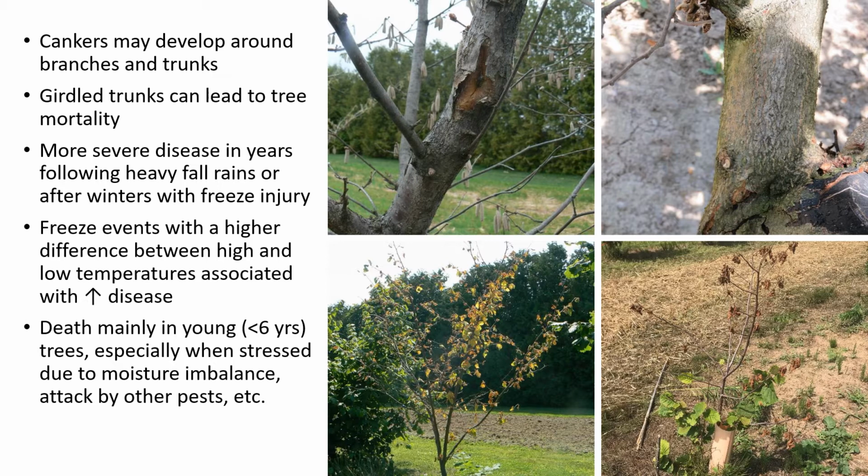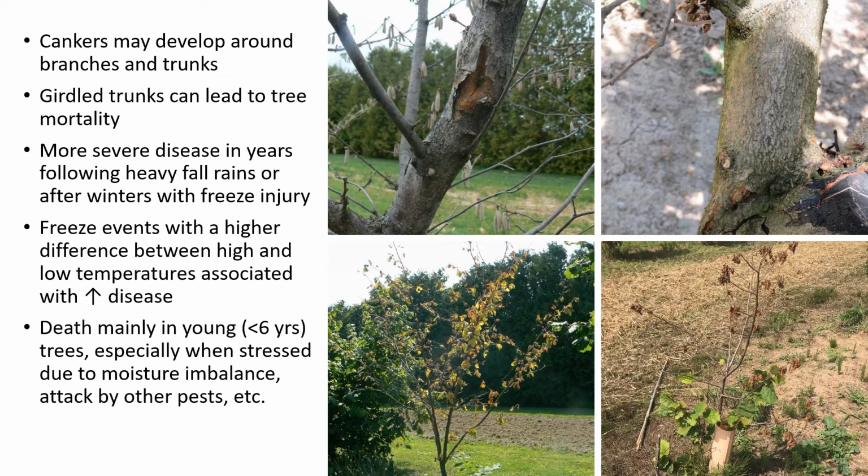But where the bacteria is most threatening to the trees is through those cankers. So where the cankers develop on branches and trunks, if they develop around them and girdle them, then you can get branch dieback. You can get slightly reduced yield from those affected branches, but more importantly, where a trunk is girdled, it can cause mortality of those trees.